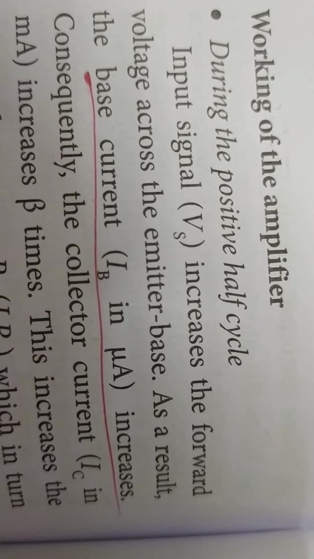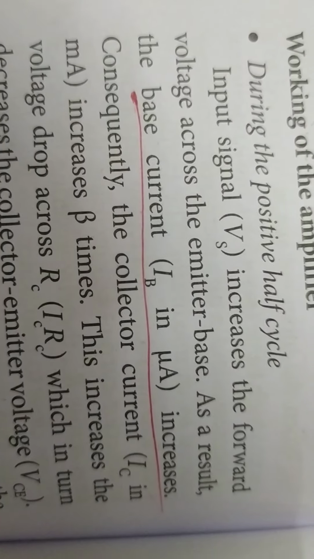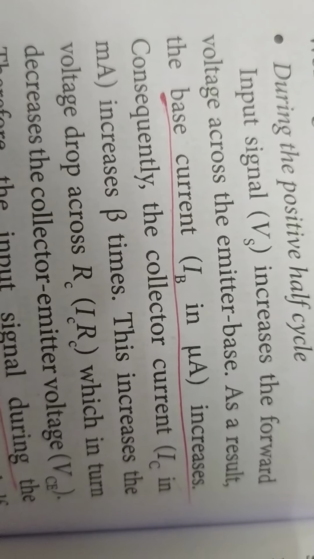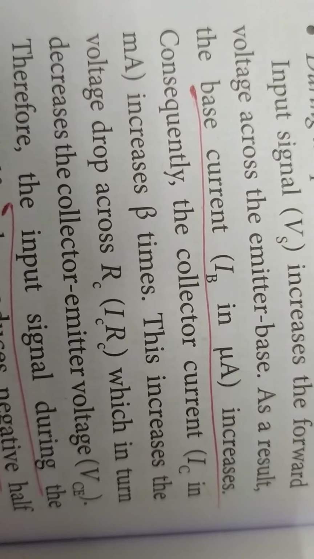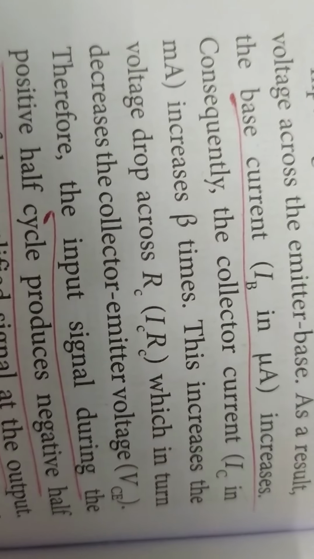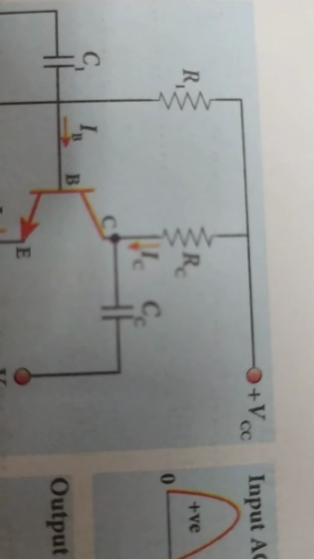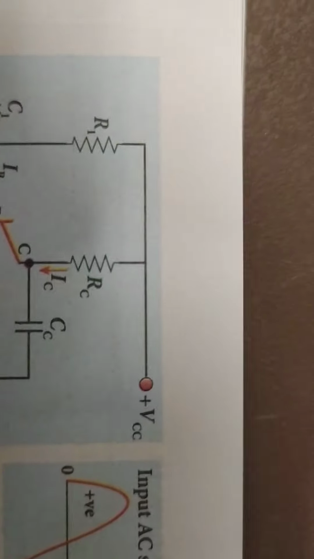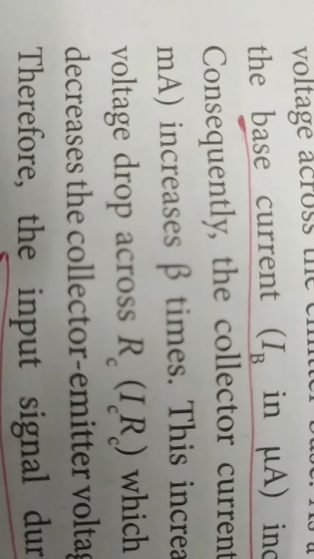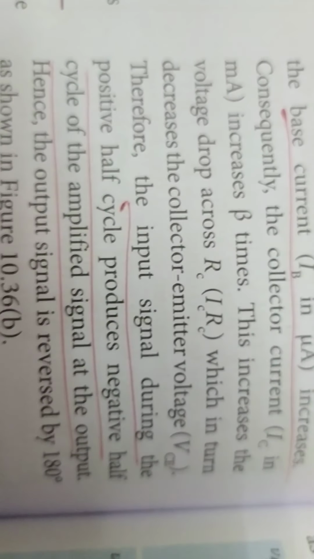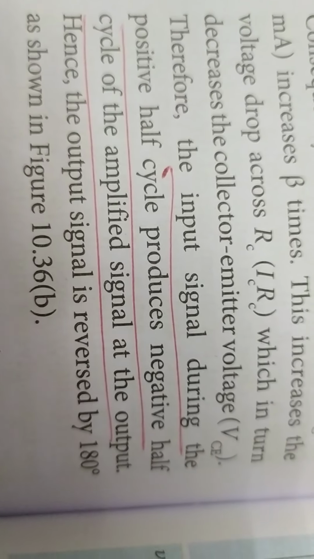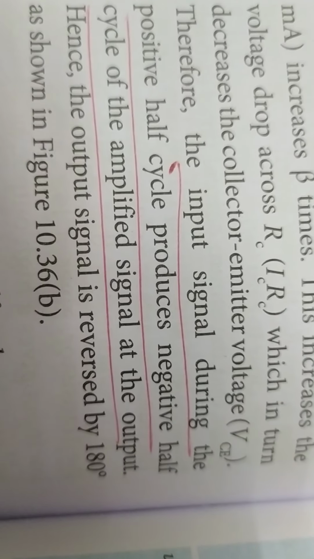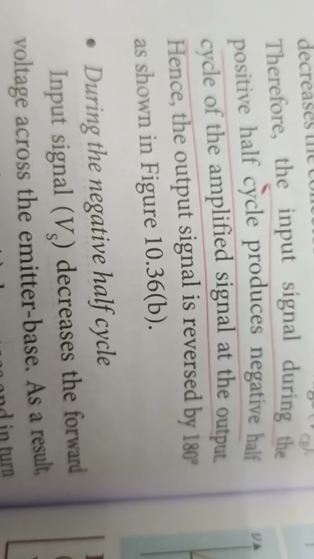First, during the positive half cycle, what happens is the base current increases, so consequently the collector current also increases by beta times. You know beta is the current gain. So a voltage drop will take place across RC, so there will be less voltage across the output because most of the voltage will be dropped across RC. So the input signal during the positive cycle produces a negative half cycle of the amplified signal at the output. So there is a phase reversal of 180 degrees.